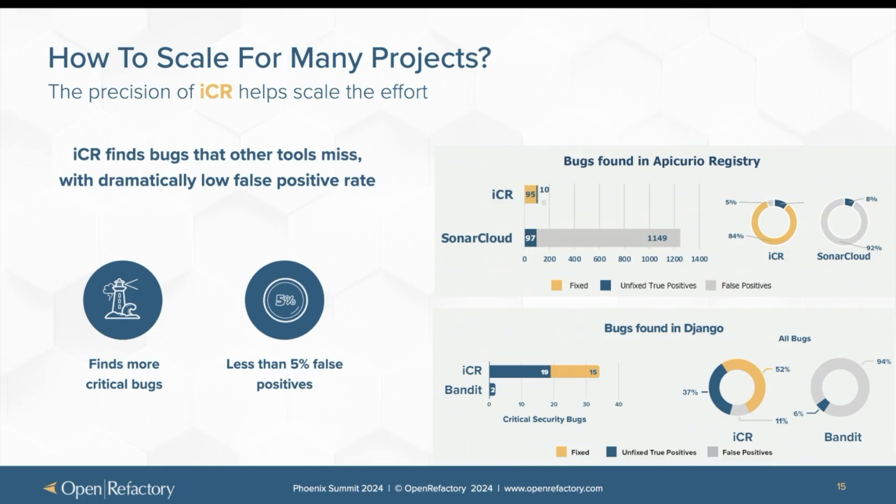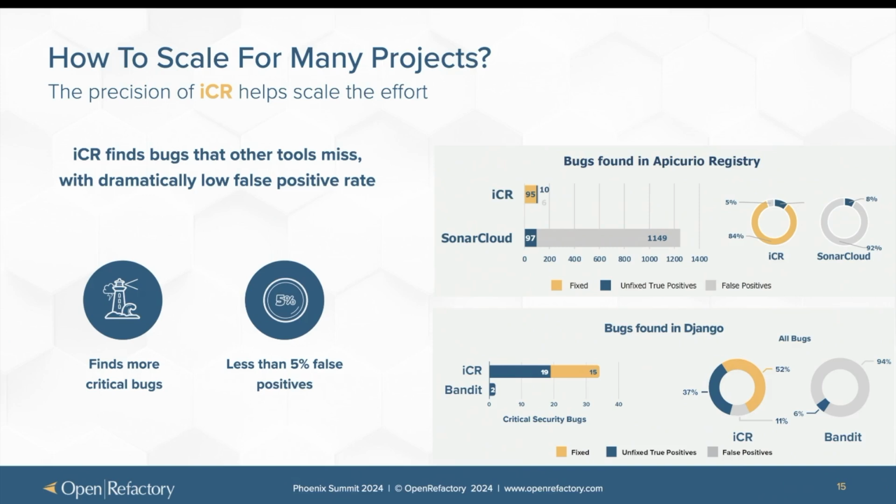But before I go into the results, let me touch one other aspect, which is how are we able to scale to many projects? This is where the precision of ICR helps to scale the effort. ICR finds bugs that other tools miss and does that with dramatically low false positives compared to other tools. Here we provide a couple of examples where ICR and another bug detection tool were run on a single application, and the results of ICR are much richer than the results of others.